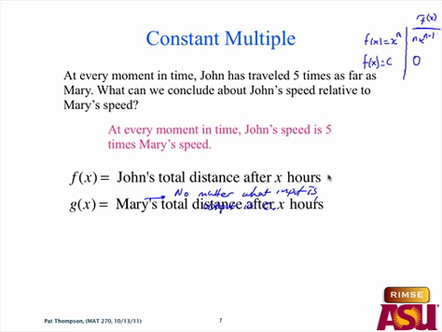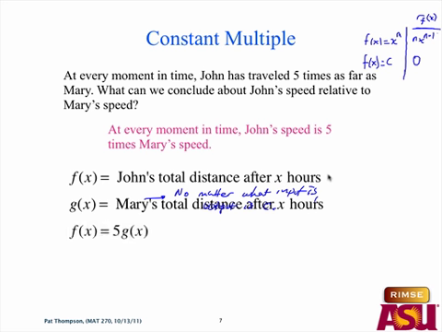Anyone want to give it a shot? Yeah, Judith. Is it f of x equals 5g of x? She wants f of x equals 5g of x. Stanley likes it. Andrew, what do you think? If John has always traveled 5 times as far as Mary, does f equal 5 times g? Yeah, to make them equal, you're going to have to take Mary's distance and do what to it? Multiply by 5 to get them to be equal. That's right.